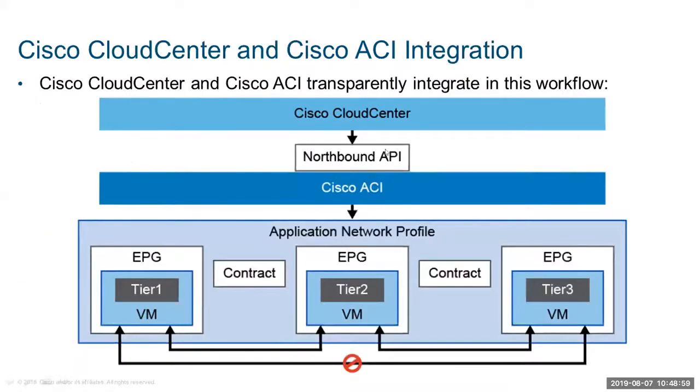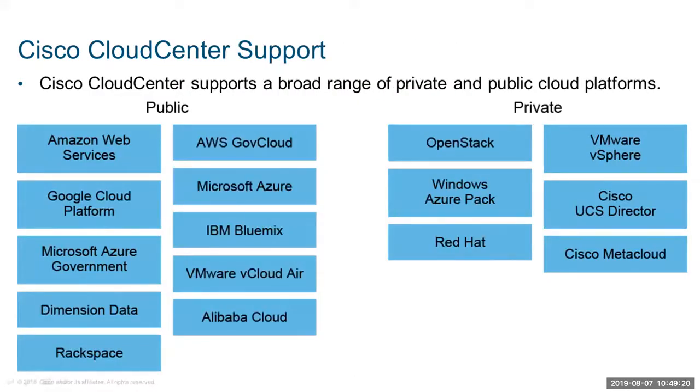There it shows you, it actually speaks through the REST API, the same thing. That's the northbound API exposed by the APIC. And of course, Cloud Center integrates into it through the REST API. You can see the support of Cloud Center, broad range of public and private clouds, as well as, of course, your enterprise data center solutions. If you have UCS Director or vCenter, it can all integrate into the Cloud Center environment.